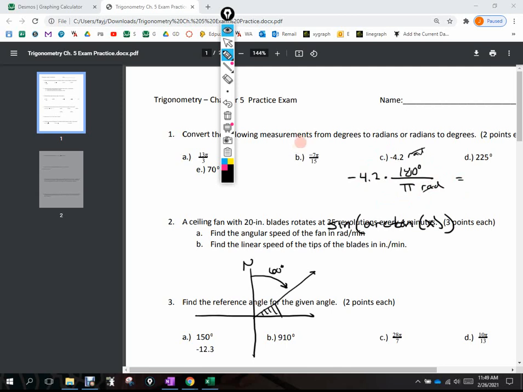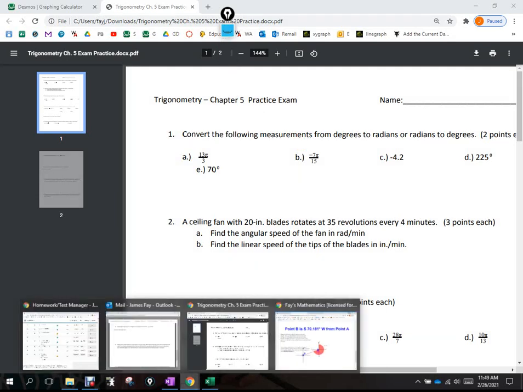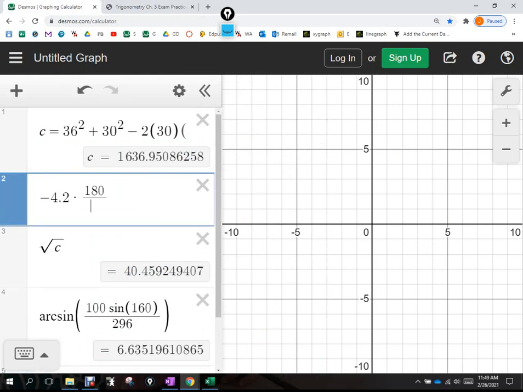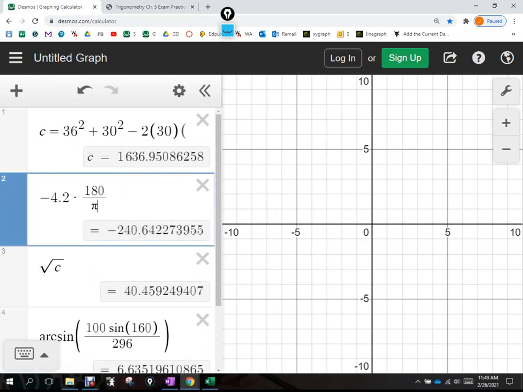So we'd be looking for negative 4.2 times 180 over pi. We'd be looking for that number right there. And if we wanted to, I could ask you to put it into a positive angle, and all you would have to do is add 360 to it. If you wanted a positive 120 and 19. But that's all there is.